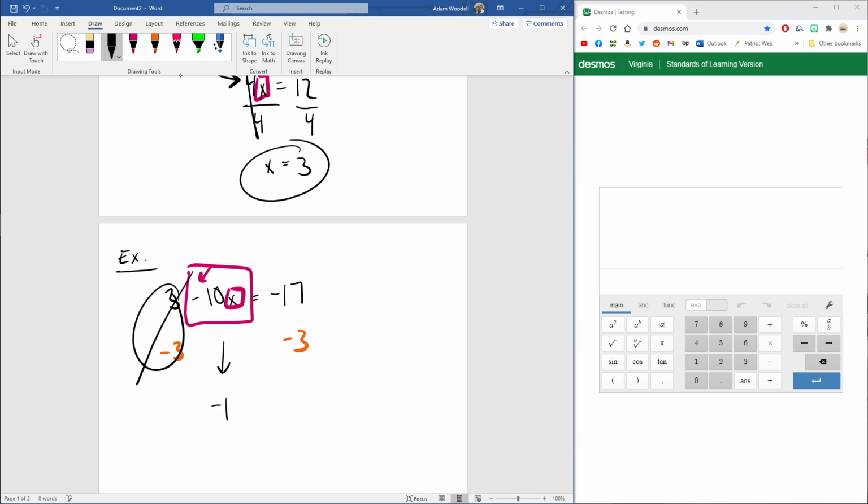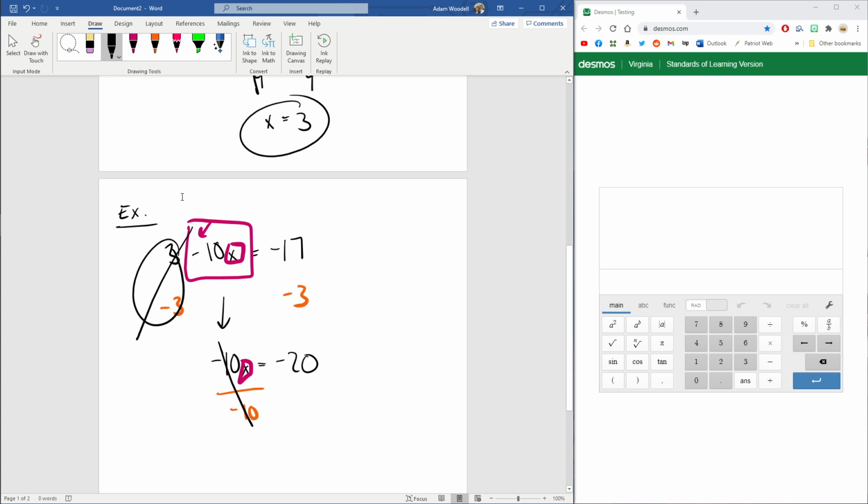Everything in my box is going to come back down. I've got negative 10x is equal to negative 17 minus 3, which is negative 20. Did I isolate? No. I still have this negative 10 in the way, so let's get rid of that guy. When they're right next to each other, that means multiply, so the opposite in this case would be to divide. And I know negative 10 divided by negative 10 is 1, and 1 times x is just x. So I finally got x to be all by itself. But remember, you got to do your inverse operations on both sides. So I get my final answer of 2.